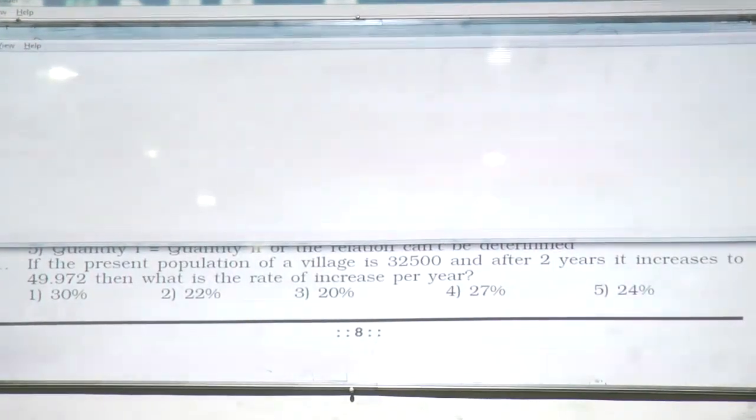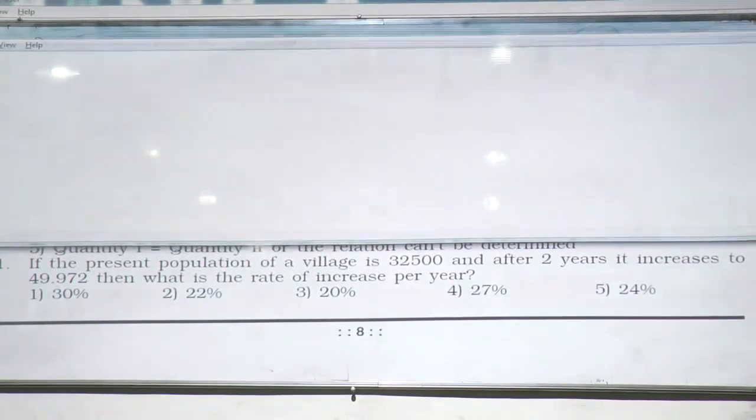61. If the present population of a village is 32,500 and after 2 years it increases to 49,972, then what is the rate of increase per year?